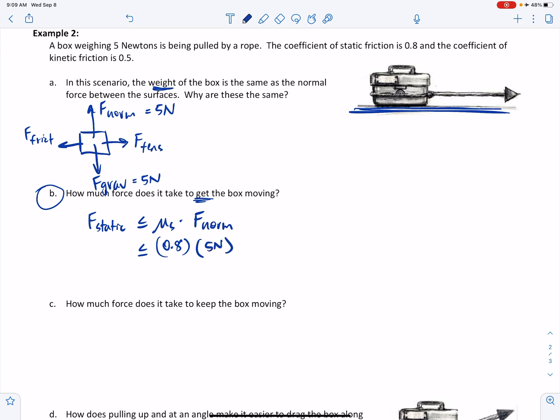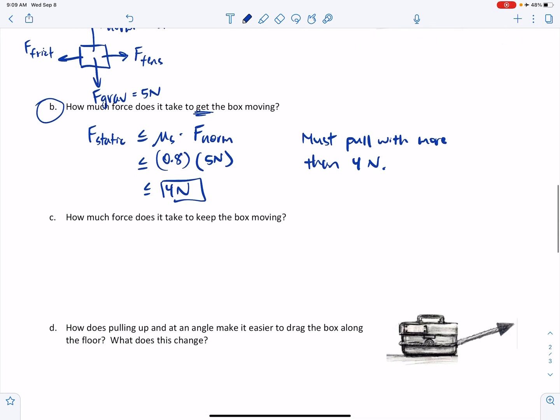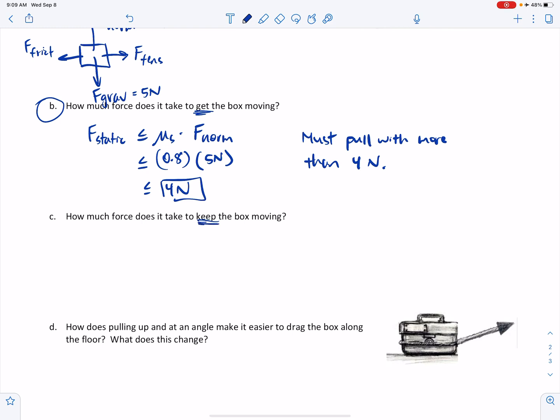And so that means static friction will go up to and equal 4 newtons. Okay, so you've got to pull with more than 4 newtons, right? You must pull with more than 4 newtons in order to get the box moving. You've got to overcome static friction. And then question C, how much force does it take to keep the box moving? Well, keeping the box moving is a kinetic friction situation, right? That's sliding.